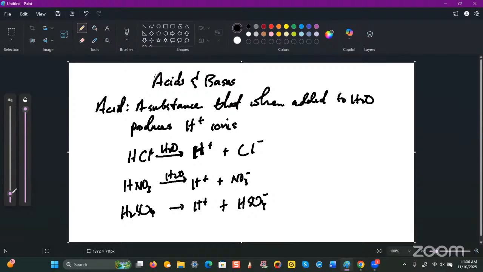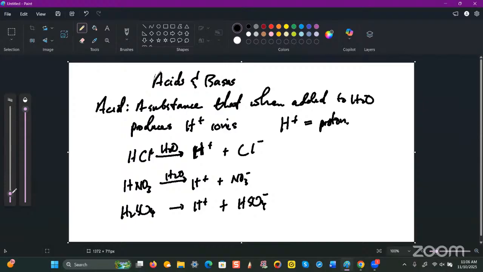Essentially just a proton, right? Which is basically a proton. So actually, let me just write this down. H plus ion is the same thing as a proton, right? Because basically it's a hydrogen atom with an electron stripped away from it. So all you're left with is a proton, right? So that's basically what an acid is. An acid is a substance which, when added to water, produces H plus ions.